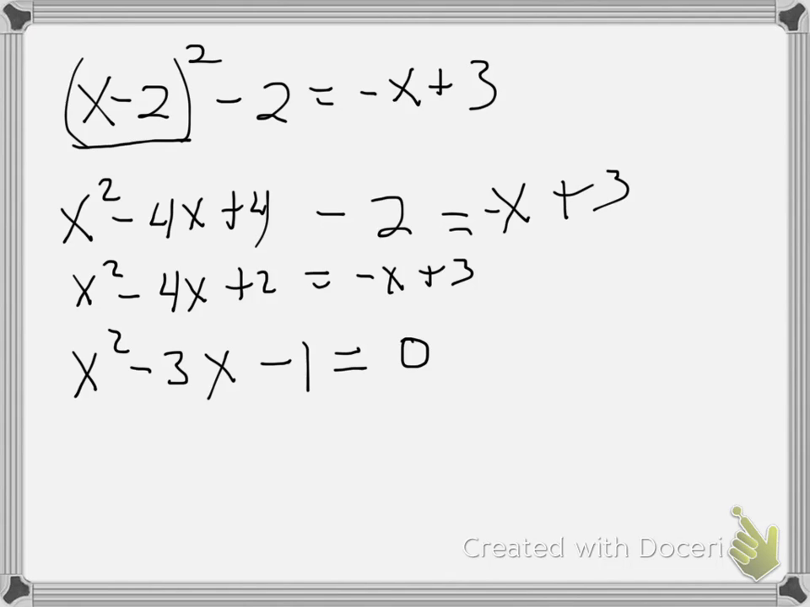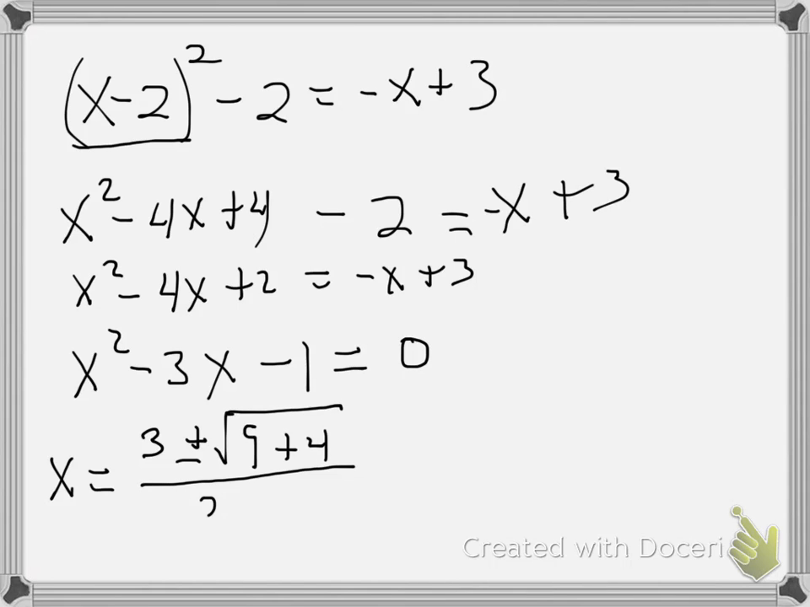Well, this thing is not going to factor, so how about if I go x equals, oh, let's see, negative b, which is 3, plus or minus the square root of b squared, which is 9, minus 4ac becomes plus 4, all over 2a, which is 2. So this becomes 3 plus or minus the square root of 13 over 2.